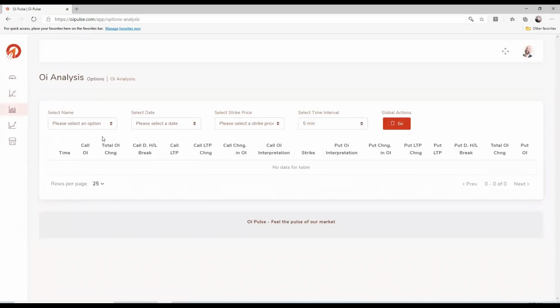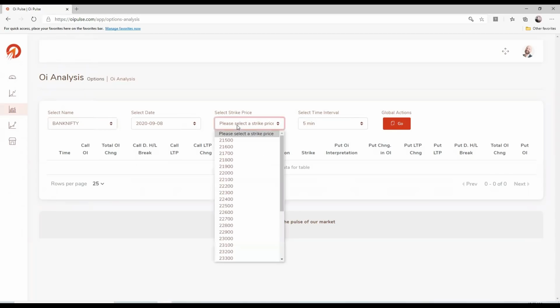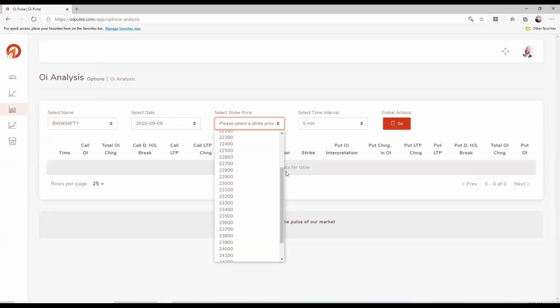When I click on the options OI analysis, currently we are given only Nifty and Bank Nifty. We are not going to give you stocks at this juncture. We will see in the future; in case there are any liquid stocks which need to be added, we will add them. So talking about that, I've added Bank Nifty. Currently we can choose any strikes between 21,500 and 24,500. We have given all the strikes which are going to be traded, so you will be able to choose anything.